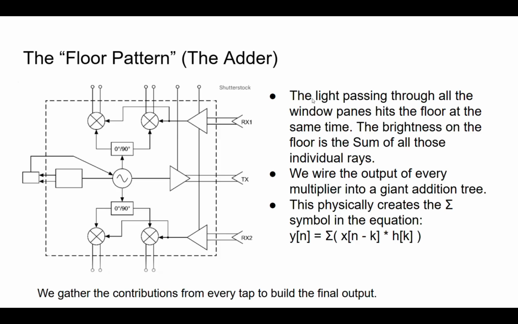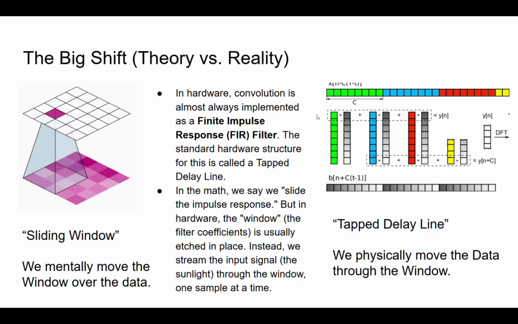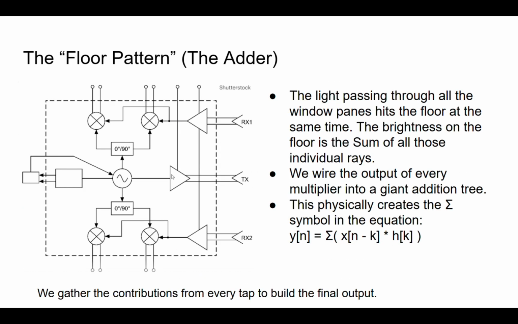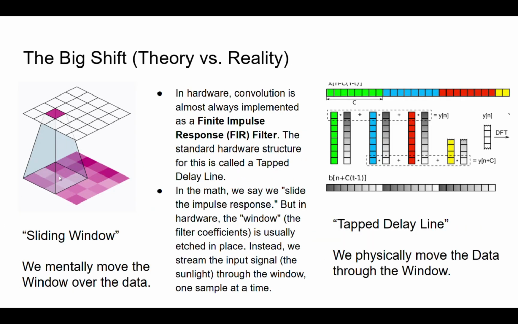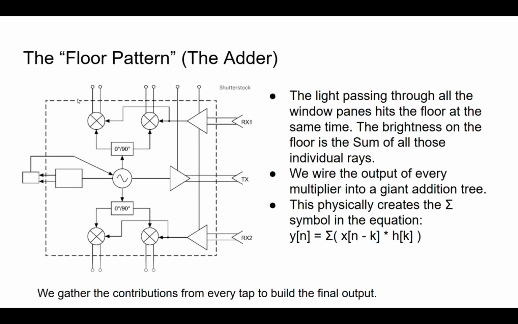And basically, when light is passing through a window pane, for example, it hits the floor at the same time. The brightness on the floor is the sum of all those individual rays. So this is just a more advanced version of these squares here, and these are the output squares that are added together given an input. So this is just a more sophisticated version of that.